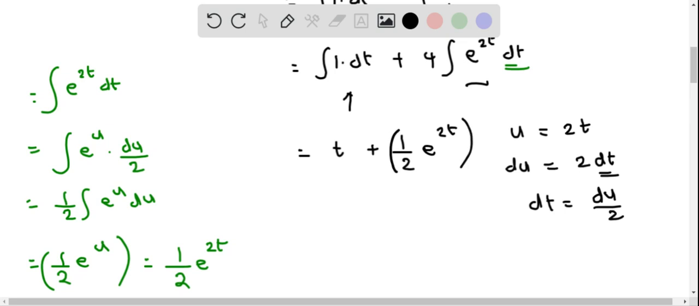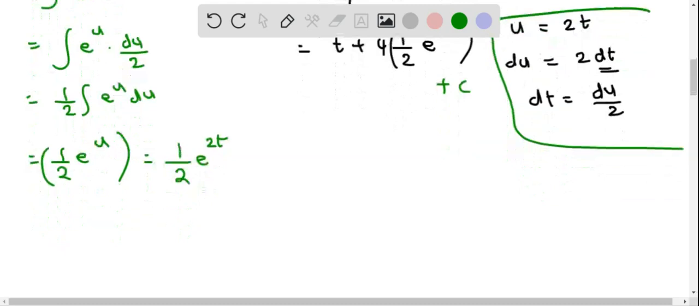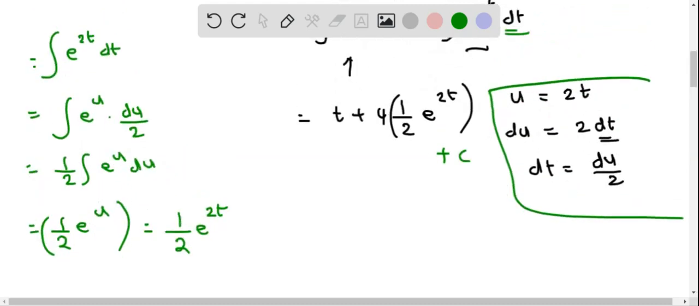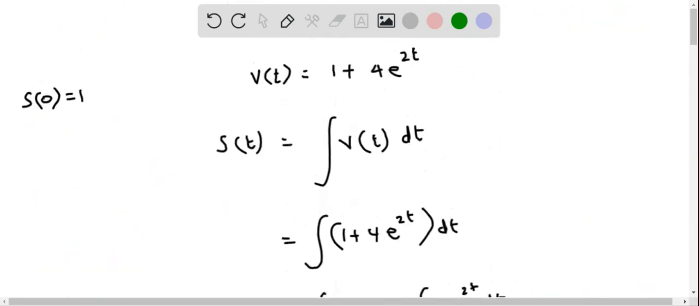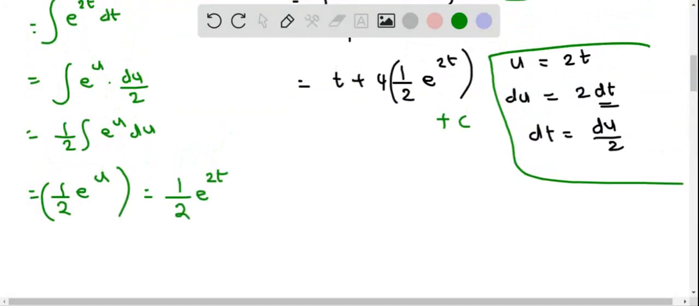So I'm going to put this result over here, that is half e power 2t. Remember that we also have a 4 in front, so let's also put the 4 in front. That is, this one is t plus 4 times. And we should also put the constant of integration plus c. This is u substitution. So let's put this in simple form. On the left side, we have s of t. So I can rewrite s of t equals t plus, we cancel the 4 with the 2, so 2 times e power 2t plus c.